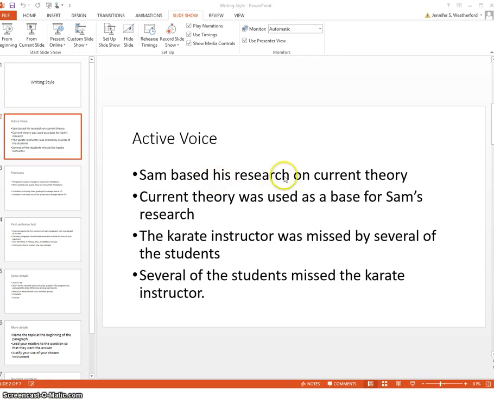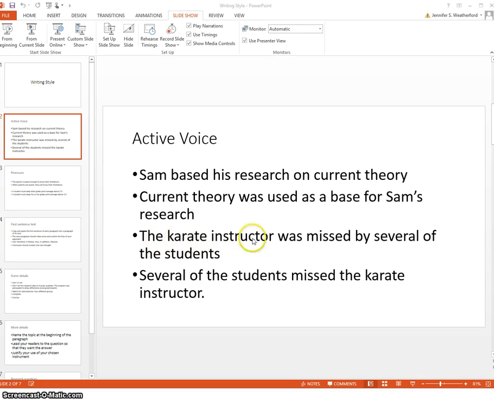So, Sam based his research on current theory. That's very active. Current theory was used as a base for Sam's research. That's the way I tend to write. It's not that active voice, and I would go through and look for those. Look for past participles. That's a good clue that you're using a passive voice.